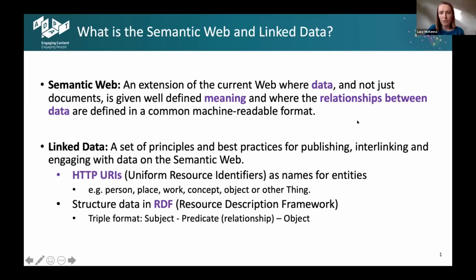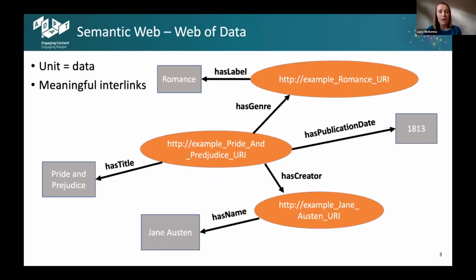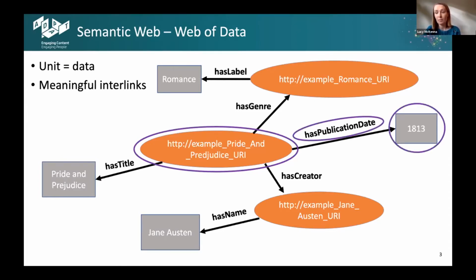So to help people who aren't familiar with the semantic web visualize what this might mean, the current web, as I mentioned, has links between documents, as you can see here. So the unit is documents. Whereas in the semantic web, the unit that we're talking about is data, and there are meaningful interlinks between these data. So for example, this is the subject. It's an example using Pride and Prejudice as the subject. This is the predicate, has publication date, and this is the object, which is the year. So this is what the semantic web would look like.